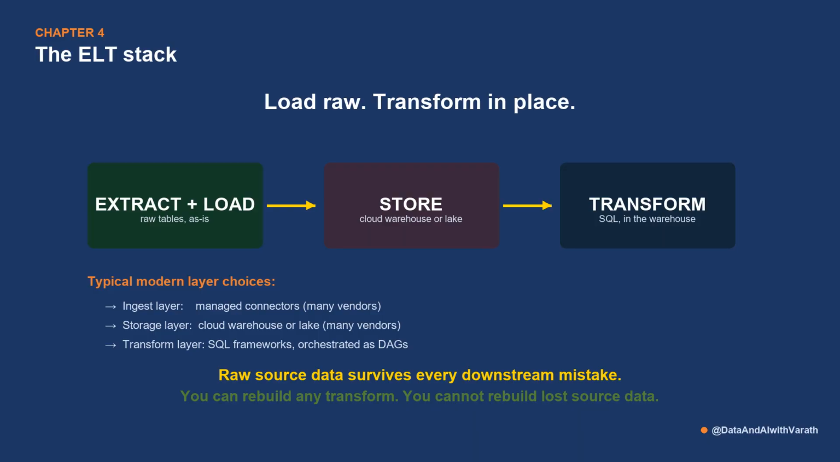Modern ELT looks like this. Managed connectors pull raw data from sources into your cloud warehouse or lake. It lands as raw tables, no transforms. From there, SQL frameworks build clean tables downstream, orchestrated as directed acyclic graphs. The transformation logic lives in the warehouse, runs on warehouse compute, and can be rerun against the same raw source data, which unlocks something that ETL never had. You can rebuild any transform. You cannot rebuild lost source data.